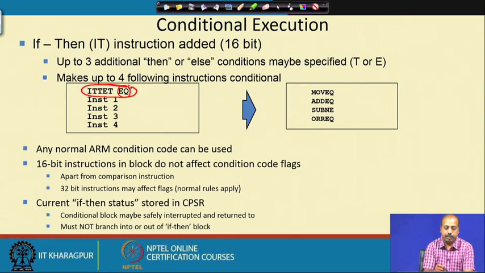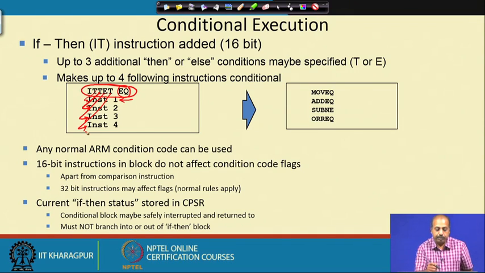That means the first instruction will be executed if the condition is true. This then corresponds to the first instruction, then the next then also corresponds to the second instruction. So, the second instruction will also be executed if that condition equality was true at this point. The third instruction will be executed if the condition was false, that is the else part, and the last instruction will be executed again if the condition was true. In this way you can have up to 4 if then else instructions.